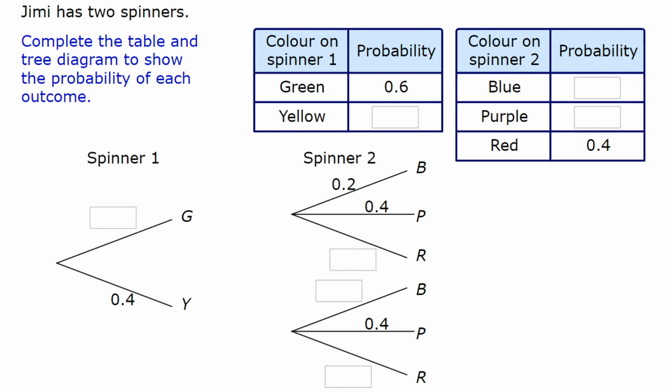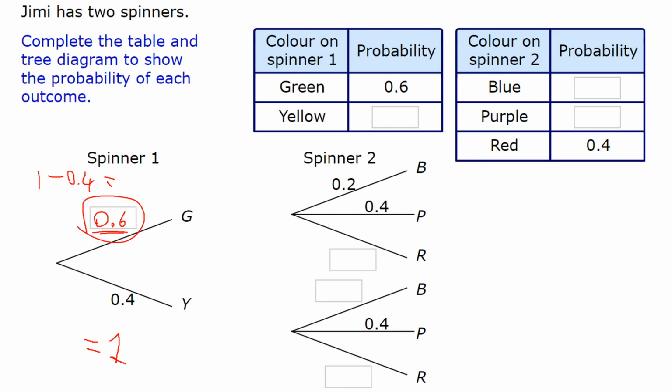Okay, no matter what, the probabilities always have to add up to 1. So this number plus 0.4 is equal to 1. To work out the number in the blank, all it is is 1 minus 0.4, which is equal to 0.6. Okay? And it's the same thing with these numbers here.